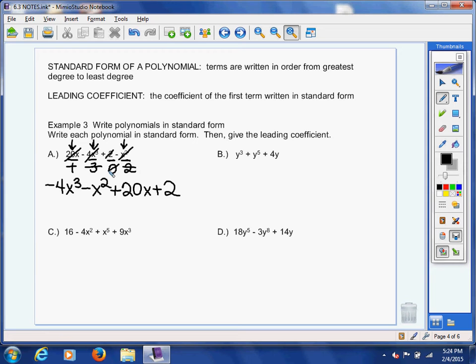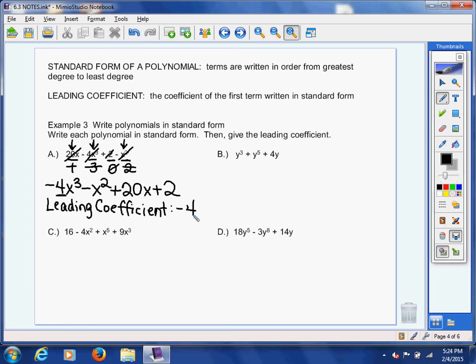Okay? So here it is. We've written it in standard form. Negative 4x cubed minus x squared plus 20x plus 2. It is in standard form officially now. Now is the time to identify the leading coefficient. Okay? So the leading coefficient, it sounds like it is. Leading just means it's the first number you see at the beginning, and that is negative 4.